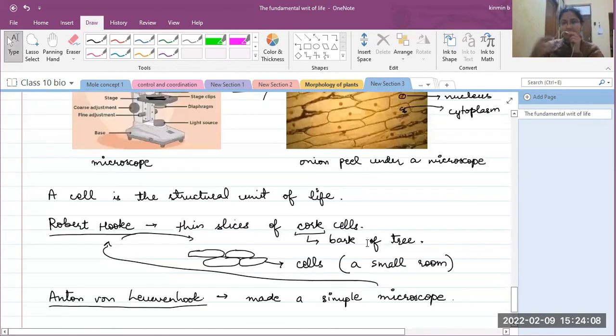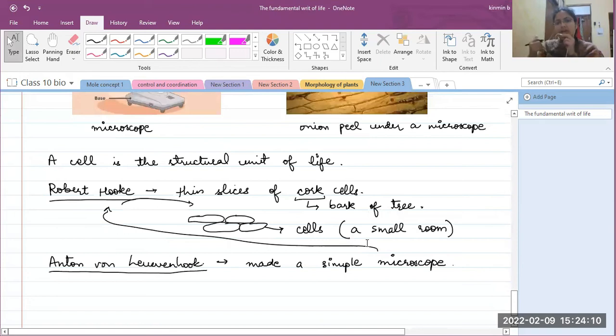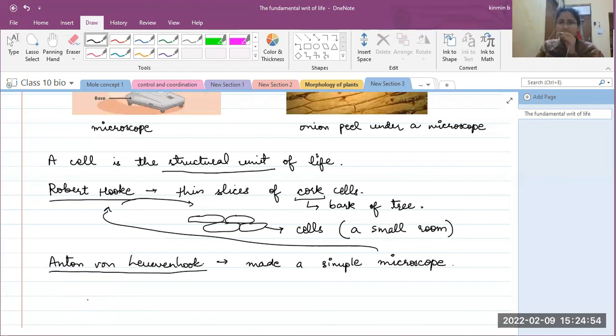So just as in a building, we can say that it is made up of walls, windows, roof, stairs. If we dismantle the entire structure, what do we see? We see bricks. Just as in a building the bricks are the basic structural unit, in a living organism the cells are the basic structural unit. Another thing about cells is that they are also the functional unit of life, which we will discuss in detail in the next part later.